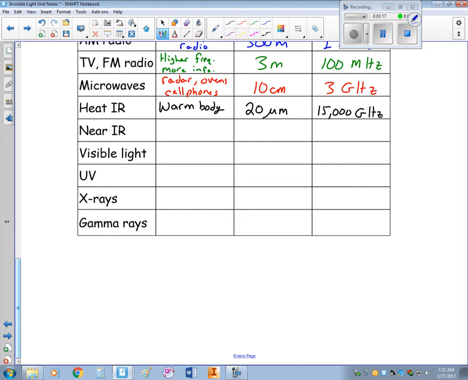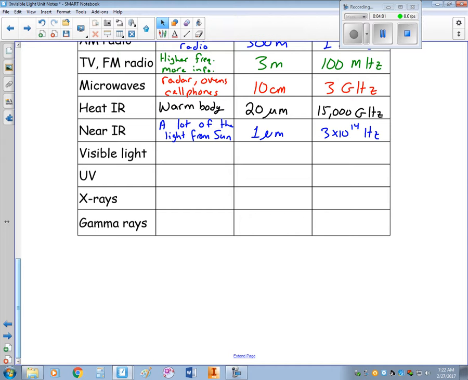Next we have near infrared. Again, it's kind of a warming effect. It's a little closer to visible light. This is a lot of the light from the sun. So this has a wavelength of around 1 micrometer. And the frequency is going to be about 3 times 10 to the 14th hertz. So remember, 10 to the 14th, that's where we're starting to get into visible light.